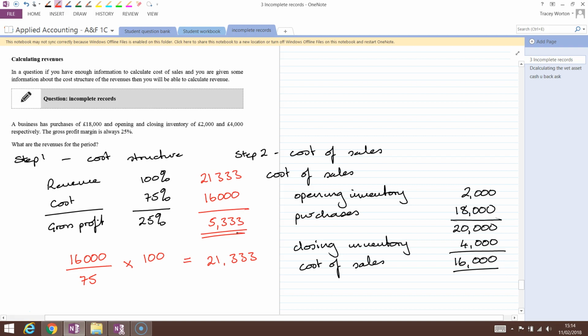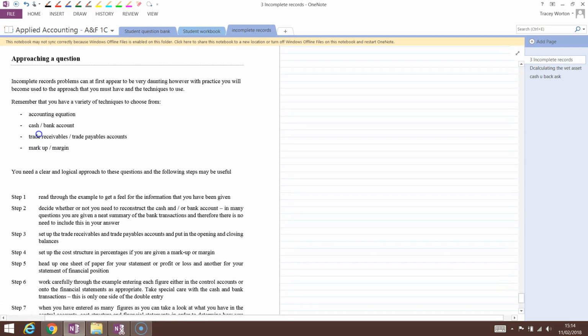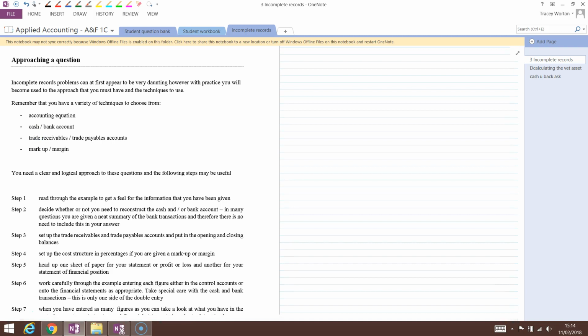So that's looking at how we can actually use this cost structure together with the information to compile an incomplete record. So how do we approach a question? Incomplete record problems can at first appear to be a little bit daunting. Sometimes they can look to be a little bit lengthy. However, with practice, you should be able to get used to doing the approach using the techniques that we've gone through over this video and the previous two.